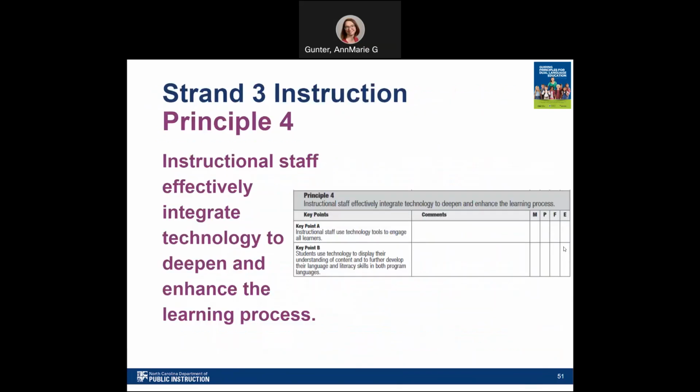Let's move on to Principle 4 of Strand 3. This is our last principle for Strand 3, and as you can see, there are only 2 key points. Our focus for Principle 4 is instructional staff effectively integrate technology to deepen and enhance the learning process.